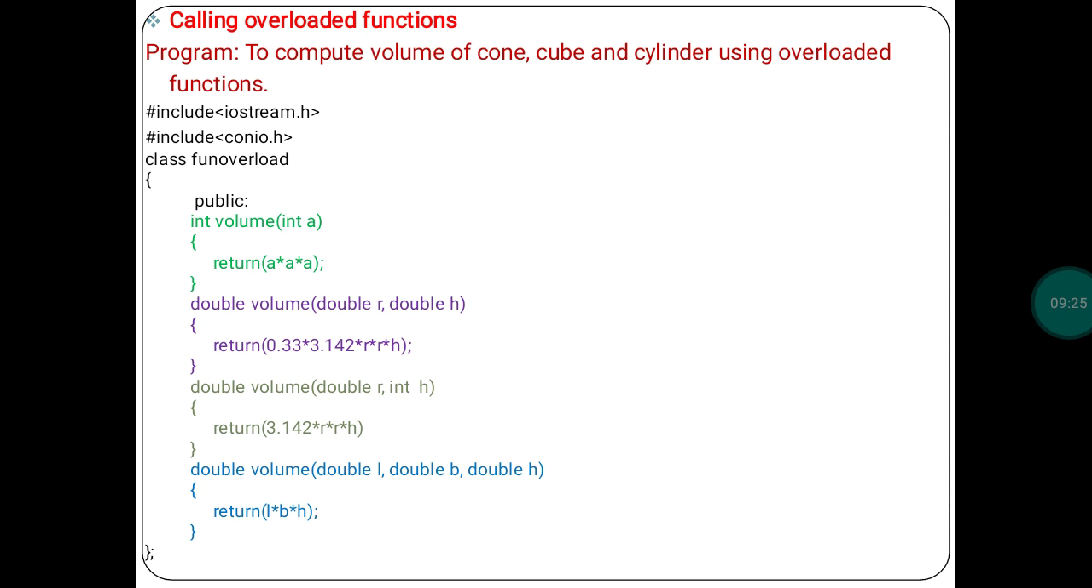Then opening brace, return 0.33 into 3.142 into R into R into H. So this is the formula to find the cone. Then the next function.